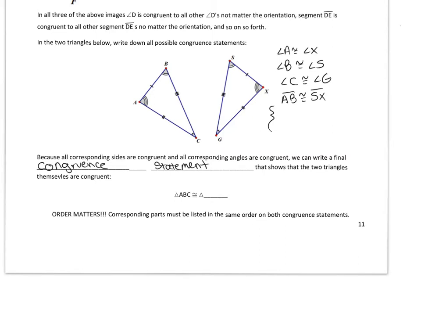Angle A has three loops, so the first letter I write down over here must have three loops, so that would be X. Angle B has two loops, so the two loop letter must go next, that's S. And angle C has one loop, so I'd write down G. So it's really important to notice that the order actually matters. We have to list the corresponding parts in the same order on both congruent statements.